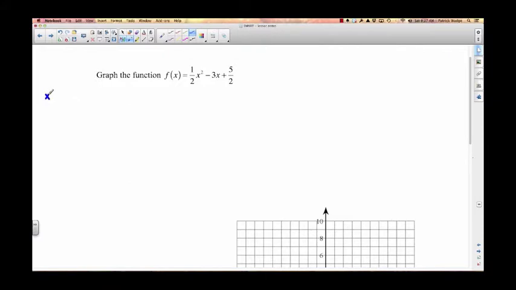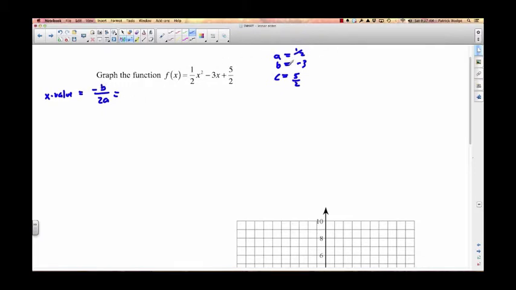The x value of the vertex is equal to, do you remember what it is? Negative b over 2a. So, again, you don't need to write down what a equals, b equals, c equals. You can just plug them in, but just to make sure you're clear, a value is 1/2. B value, negative 3. C value, 5 over 2.